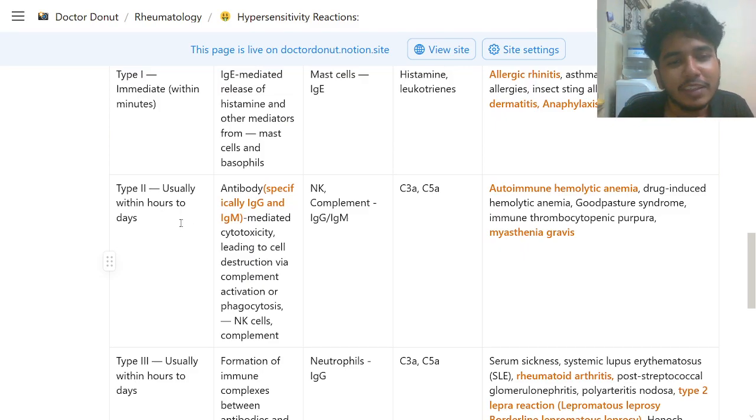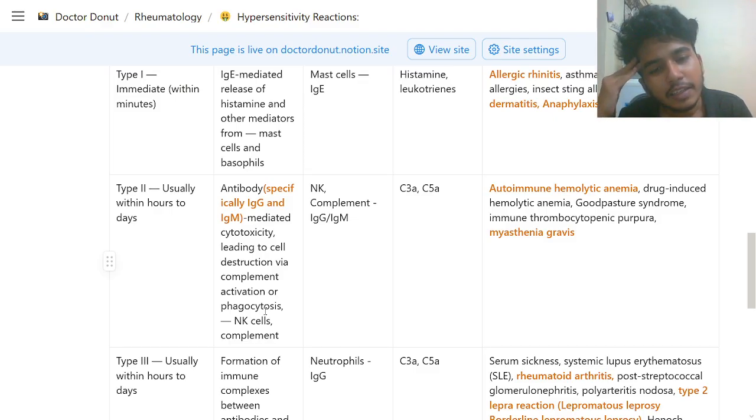It's type 2, the type 2 acid C, cytotoxic. Type 2 is when the reaction happens usually within hours to days. So here it's an antibody-mediated cytotoxicity, wherein the antibodies involved are IgG and IgM, which leads to cell destruction via complement activation or phagocytosis. Phagocytosis is when immune cells go and eat other things.